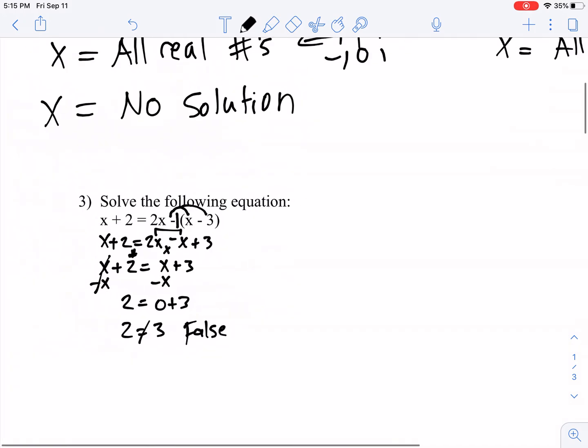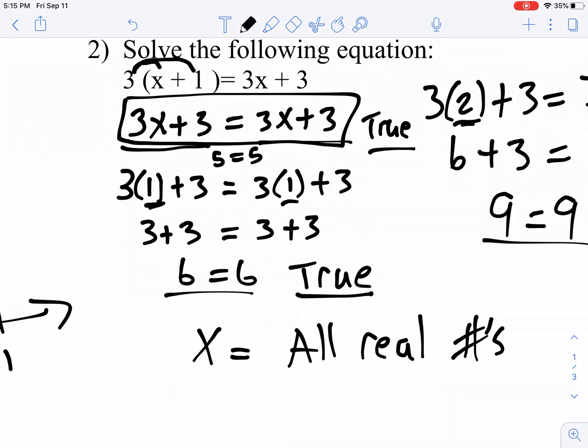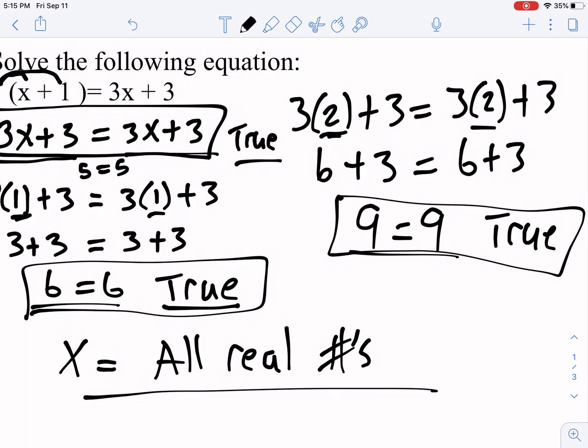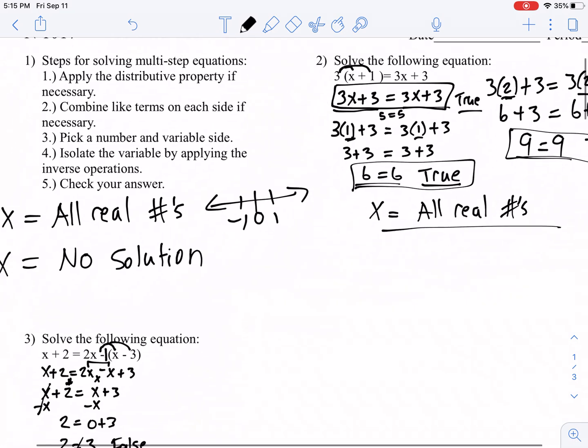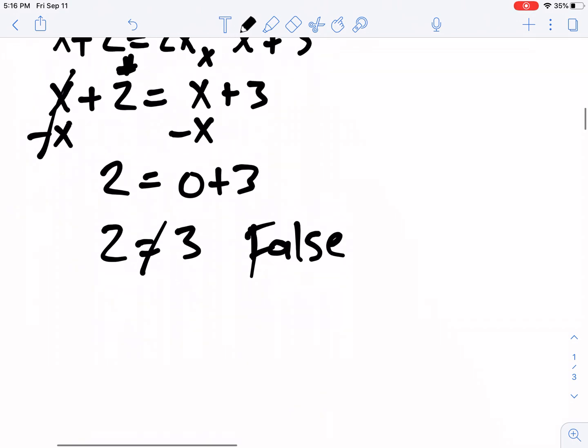So remember in the last example, we could plug in any number. We plugged in a 1. We plugged in a 2, and we ended up with a true statement. 6 equals 6, 9 equals 9, and we said we can plug in any number for x, and we will always get a true statement. Now compare that to what we just got. We got 2 equals 3. That's a false statement. So anytime the sides do not match, and we do not get the two sides to equal the same thing, we get a false statement, then x is no solution.